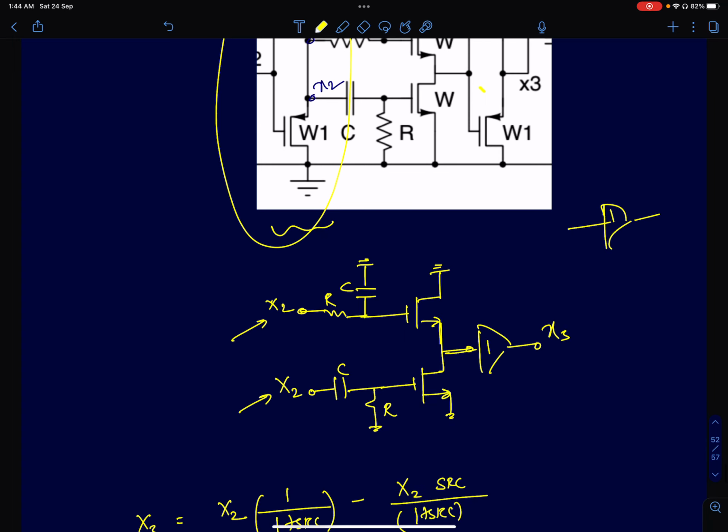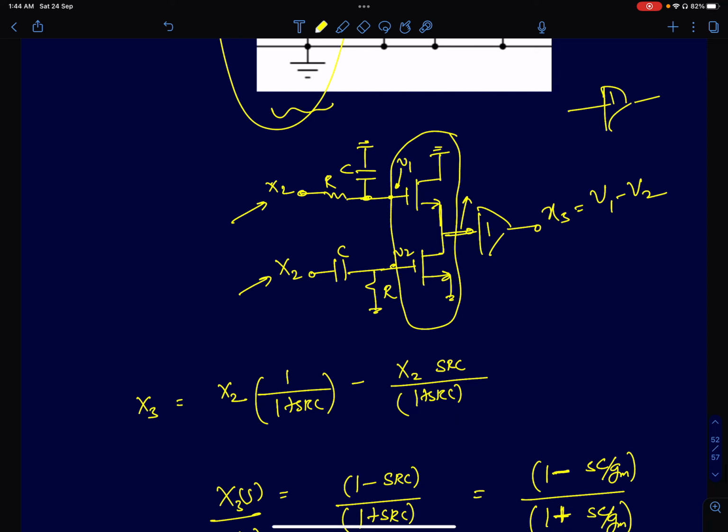So the transfer function you can just easily derive, and if you recall, this circuit is just a voltage subtractor. So whatever voltage you get here, let's call this V1, this is V2, the output here is going to be V1 minus V2, or x3 will be V1 minus V2. So all I need to do is find out V1 and V2 in terms of x2. This is a low pass and this is a high pass transfer function. So I'm going to call this V1 of s as x2 by (1 plus sRC), and V2 of s is x2 into sRC by (1 plus sRC).